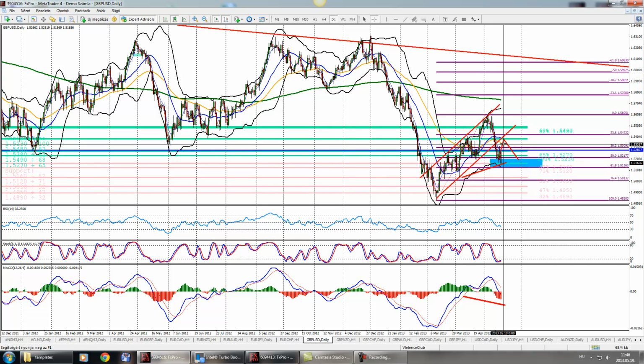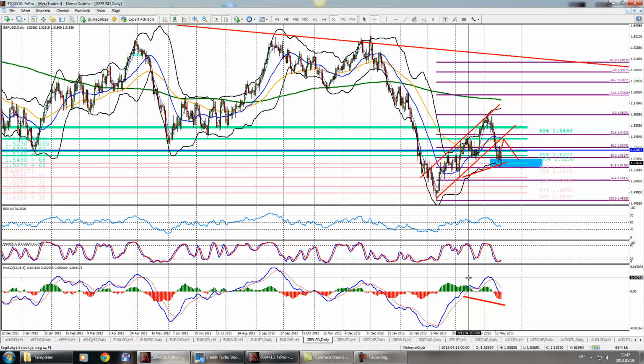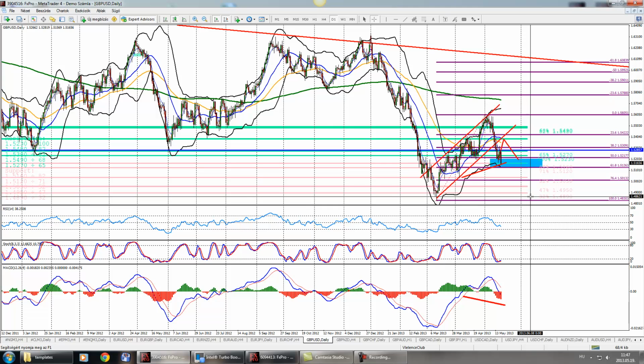We want to catch the up move, the pullback, and after the pullback, once we get an intraday continuing or hidden or regular divergence, we can short the pair again.